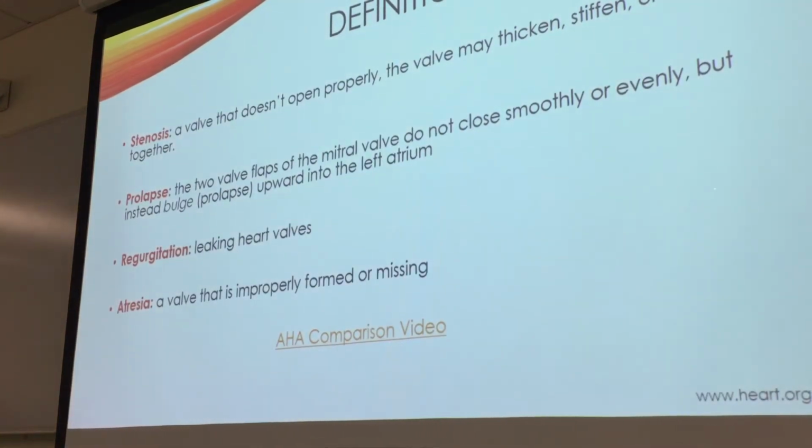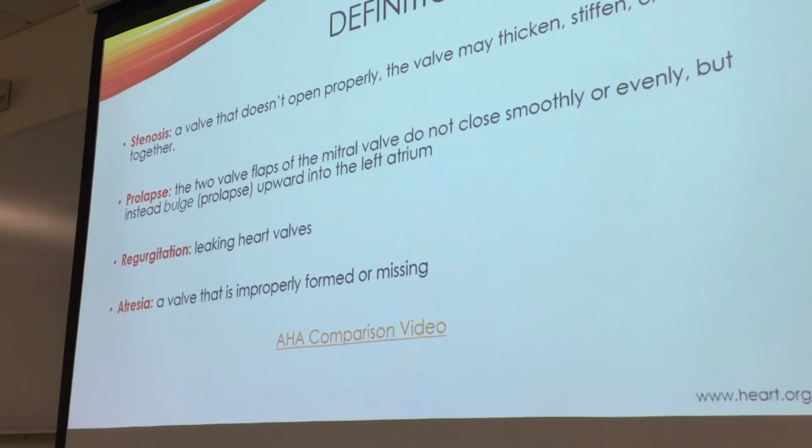And the definitions that really apply to this part of the lecture are these listed here: stenosis, prolapse, regurgitation, and atresia. So stenosis would be when a valve doesn't open as it should, whether it be because some of the leaflets are fused together, maybe a congenital problem at birth, or the valve is thickened and stiffened over years, as people have aged. Stenosis makes it hard for blood to travel through the valves.